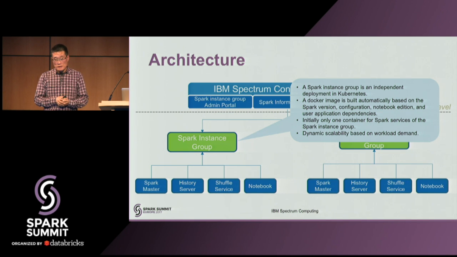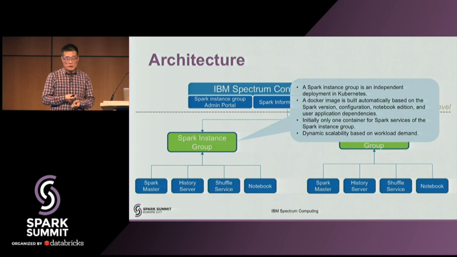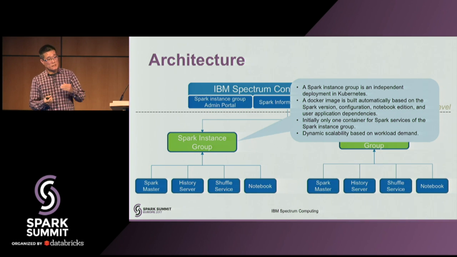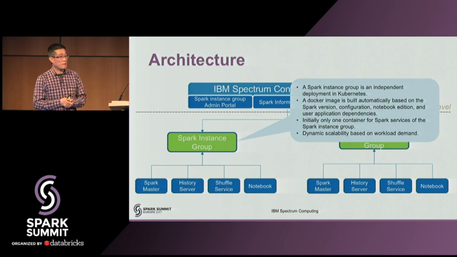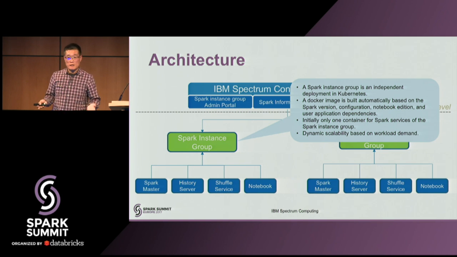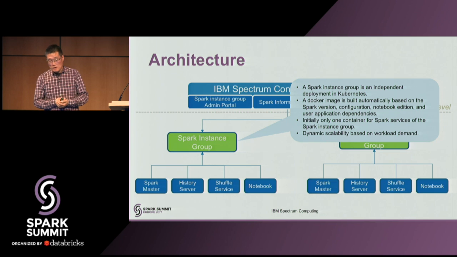So this deployment in Kubernetes is initially only one container. That container contains all the components and services inside. After that, the admin can manually adjust the replica of the deployment based on the tenant's price plan.